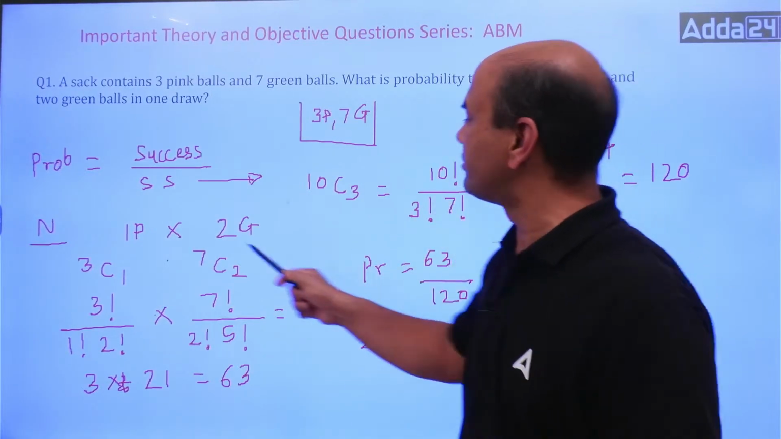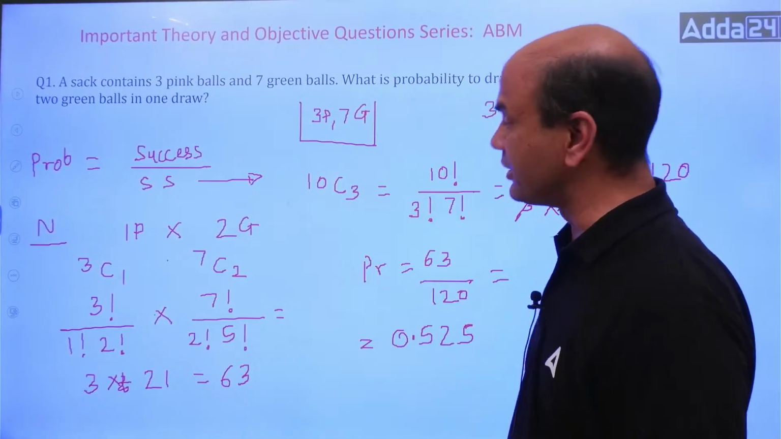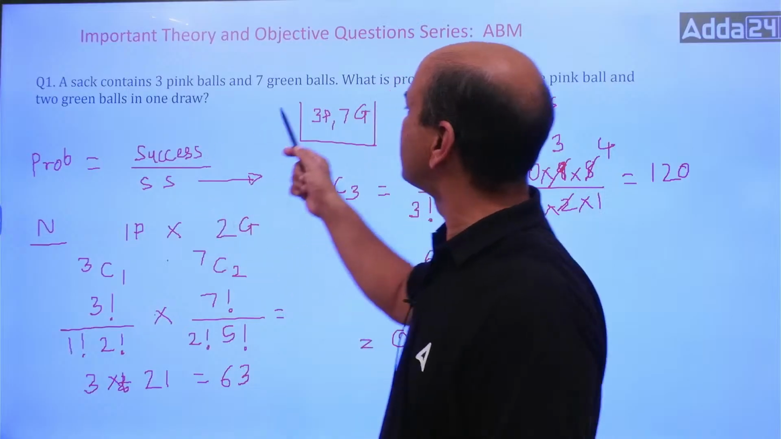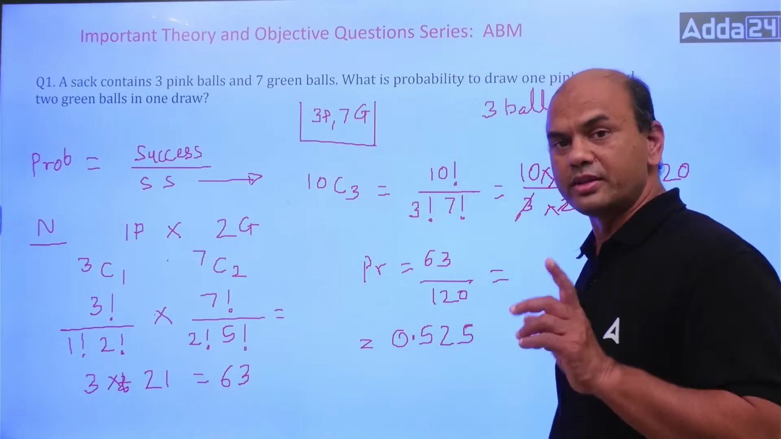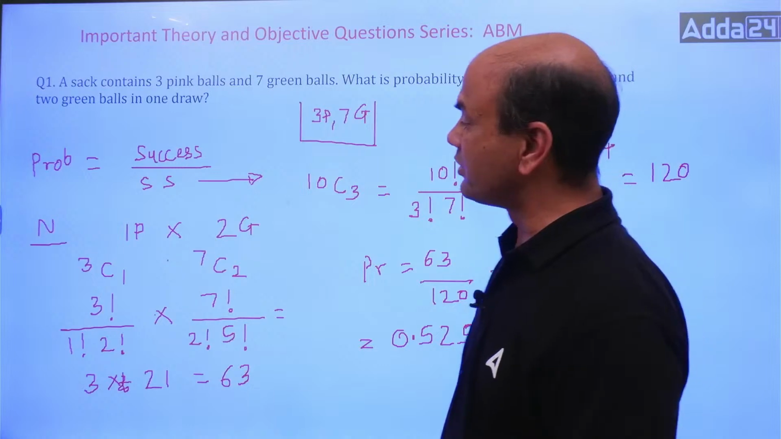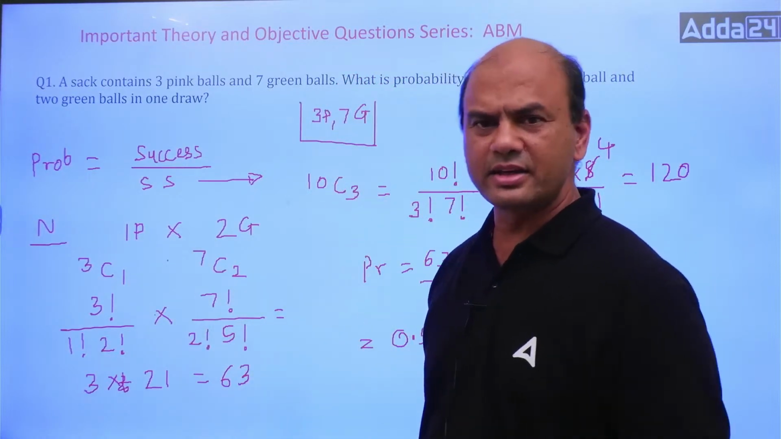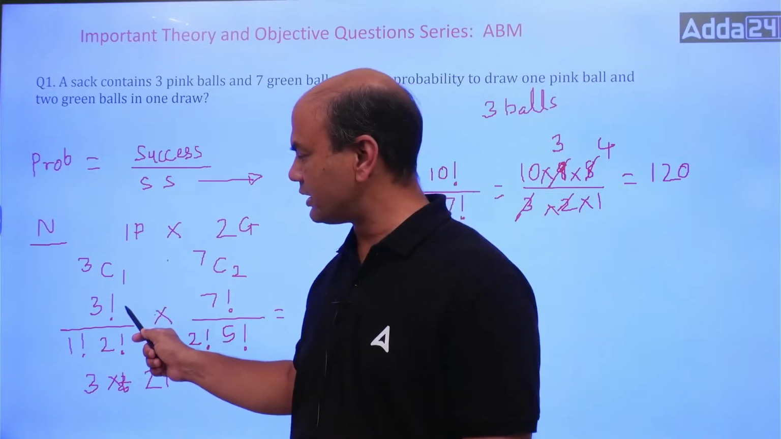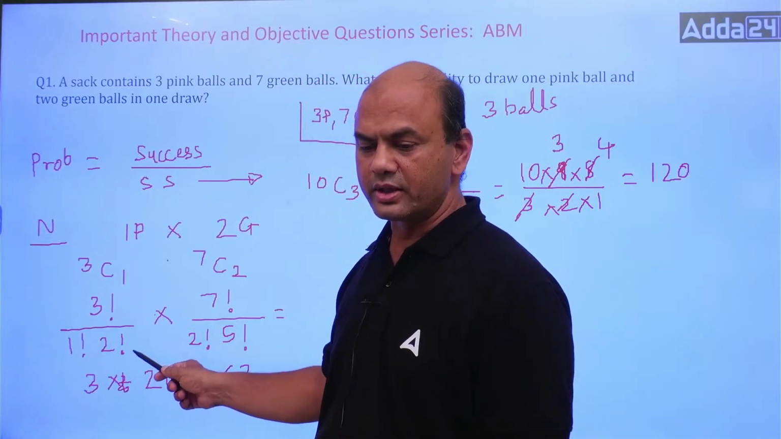What do I want? 1 pink and 2 green balls. Now try to solve this. 1 pink and 2 green. And means multiply. How many pink balls are there? 3 are there. Out of these 3, I have to select 1. So I will be solving how? 3C1. Same as earlier, 3C1. So what is 3C1? 3 factorial divided by 1 factorial into 2 factorial, that is 3 minus 1.